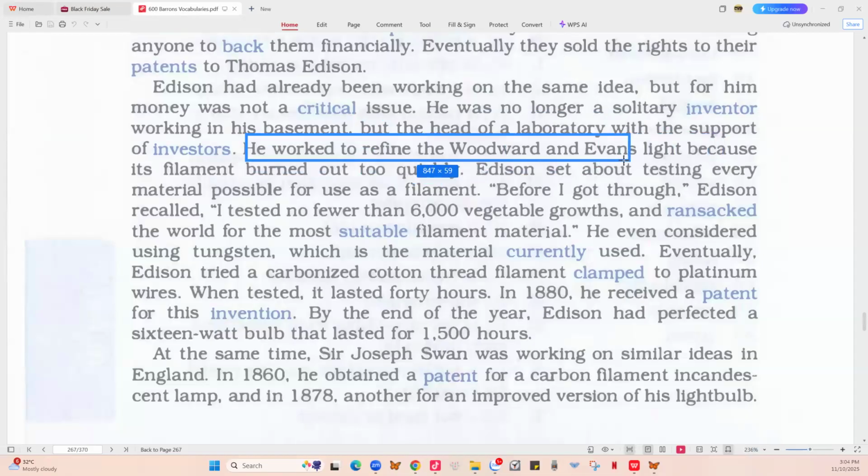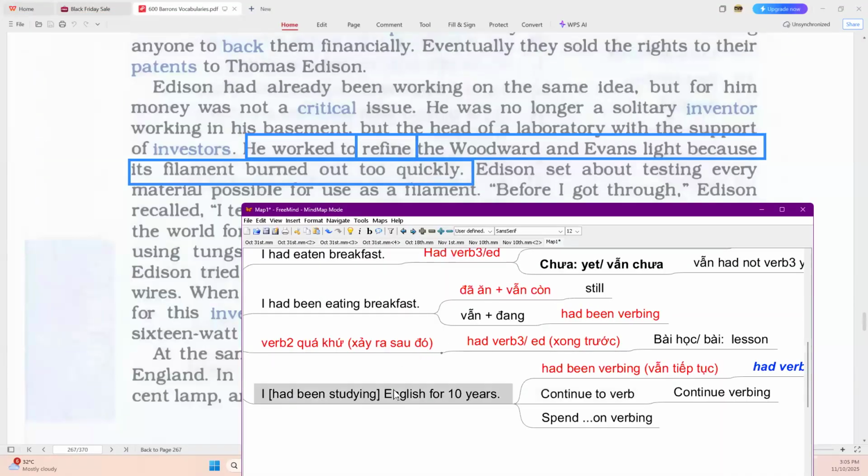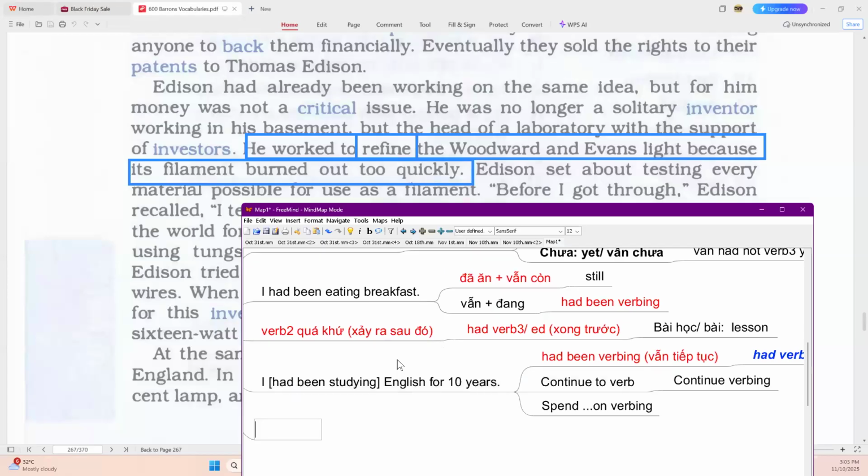He worked to refine the Woodward and Evans light bulb because its filament burned out too quickly. Refine. This is an action verb. So what is the noun of it? What is the noun of refine? Refine. The noun of refine, please. Refinement. So he worked to refine. What is the meaning of the word refine? Once you refine something, it means you adjust something. He worked to refine. He worked to adjust. So let's go.